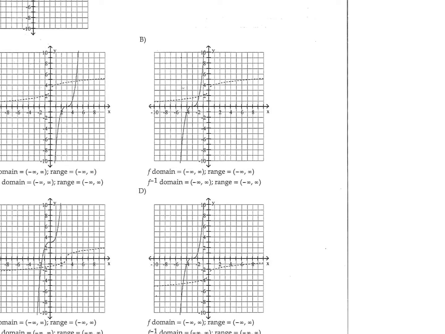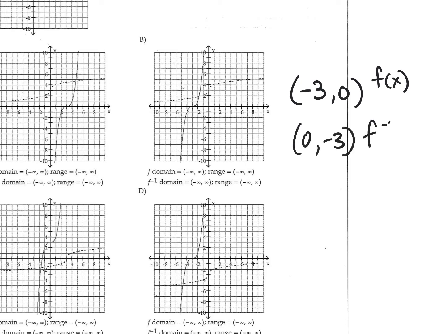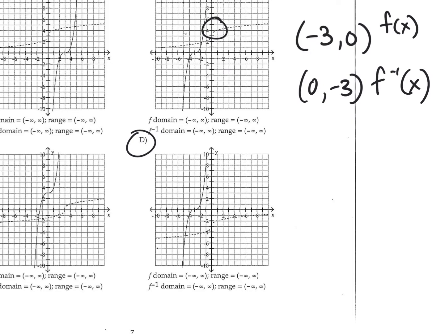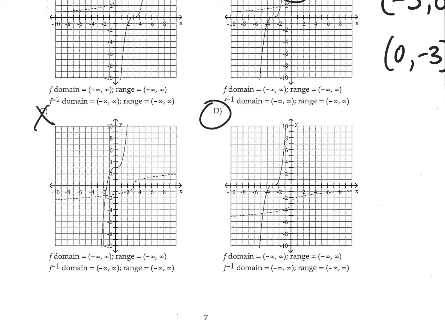So I know that if I have the point -3, 0 on my function, the point 0, -3 would be on the inverse. And let's see which of these graphs meet that criteria. Well, I can see here that I have a positive value on my inverse, meaning D must be my answer. Just to verify, I'm looking at my domain and ranges. I can see that in all 4 solutions, domain and range are all the same. So we can't really use that to differentiate. We must use the graphs.